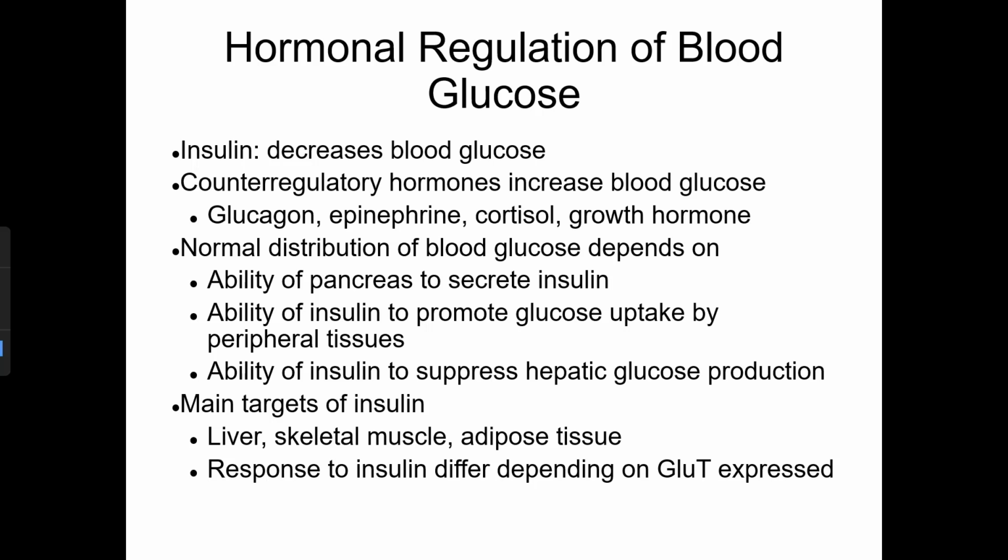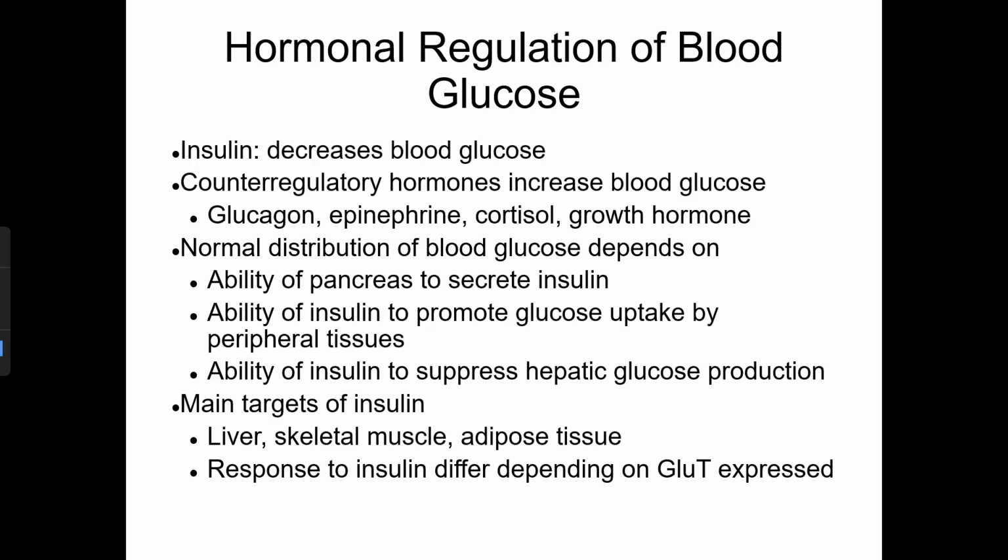Counter-regulatory hormones increase blood glucose. Counter-regulatory means that it goes against the action of a particular hormone. So if insulin decreases blood glucose, counter-regulatory hormones would increase blood glucose. Glucagon, epinephrine, cortisol, and growth hormone are going to increase blood glucose.